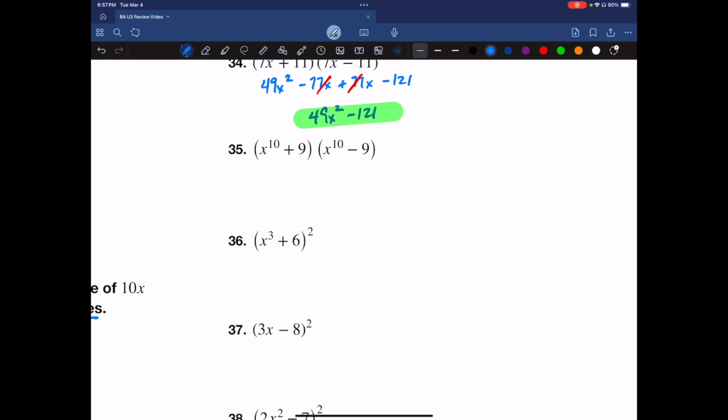This is x to the 10th, but don't get hung up on the fact that it's higher than x squared. Yes, it is, but that doesn't change how you work it. X to the 10th times x to the 10th. You're multiplying, so you add the exponents. So this is going to be x to the 20th minus 9x to the 10th plus 9x to the 10th minus 81. Again, in this scenario, the middle term is going to fall out. So I got x to the 20th minus 81.